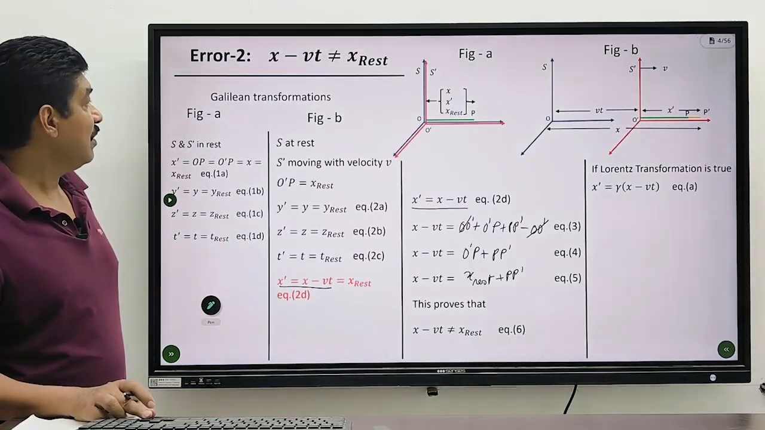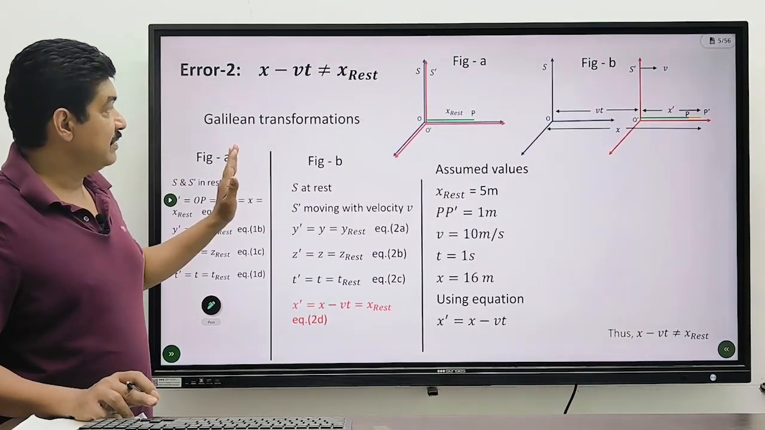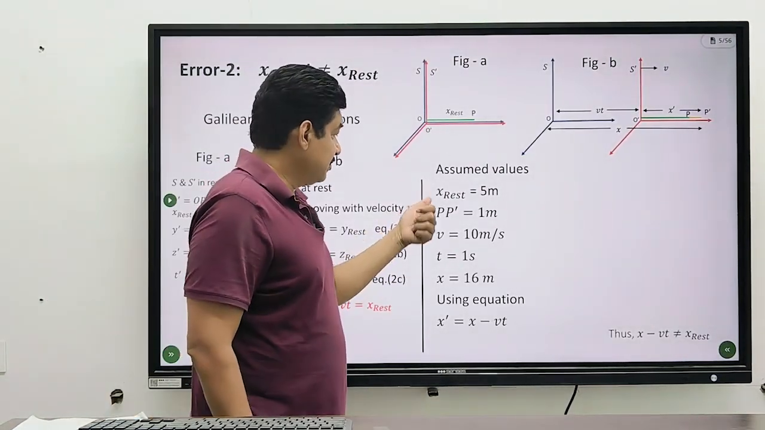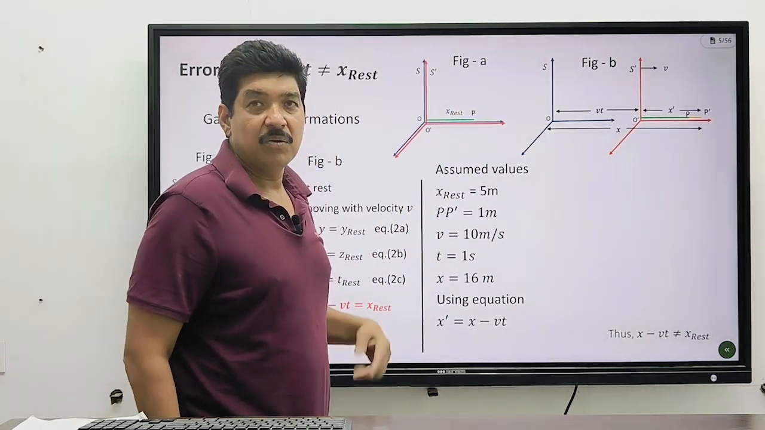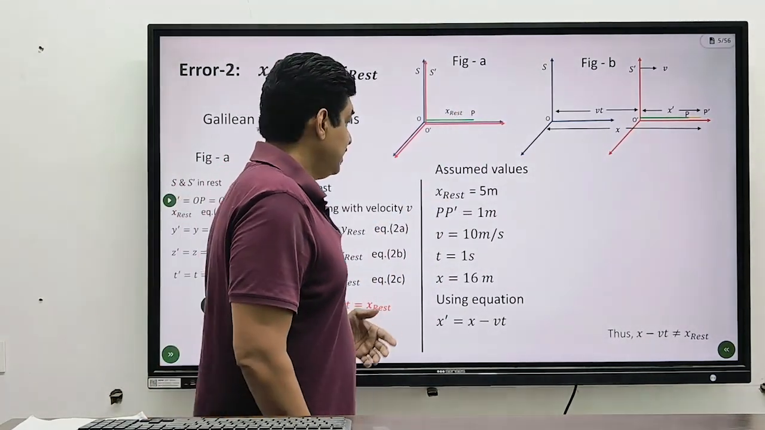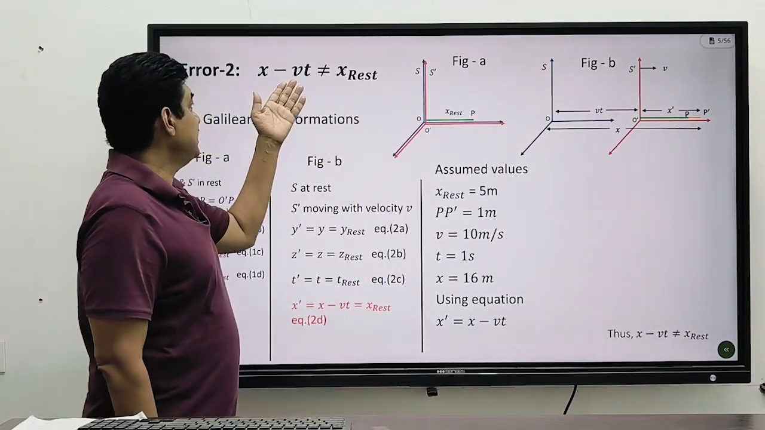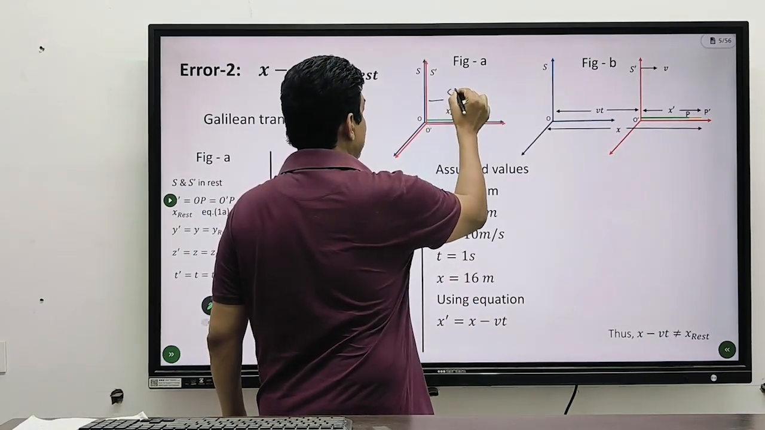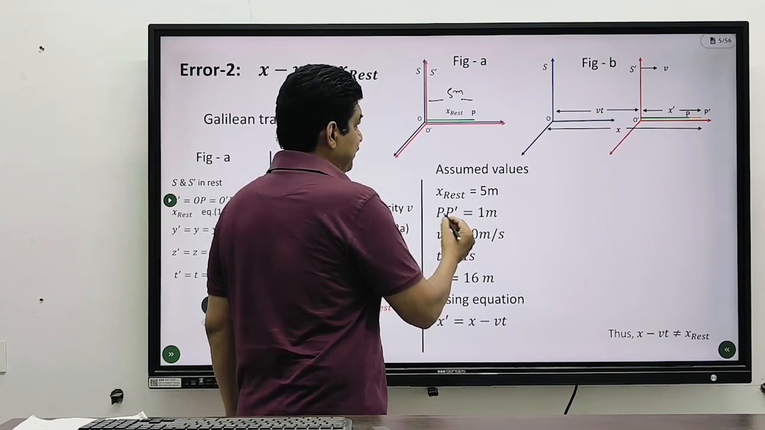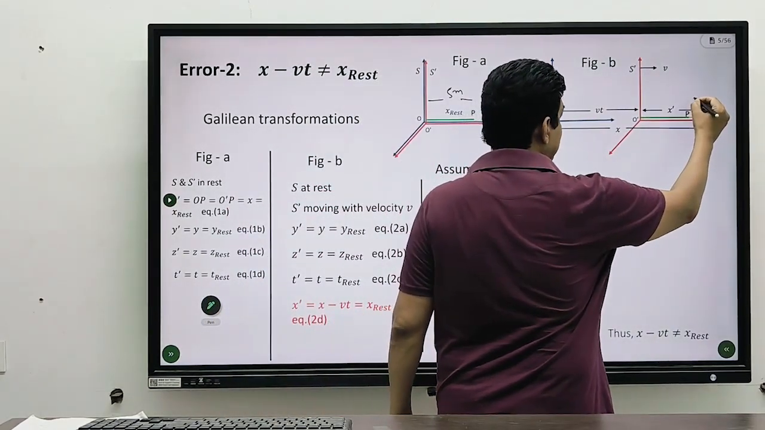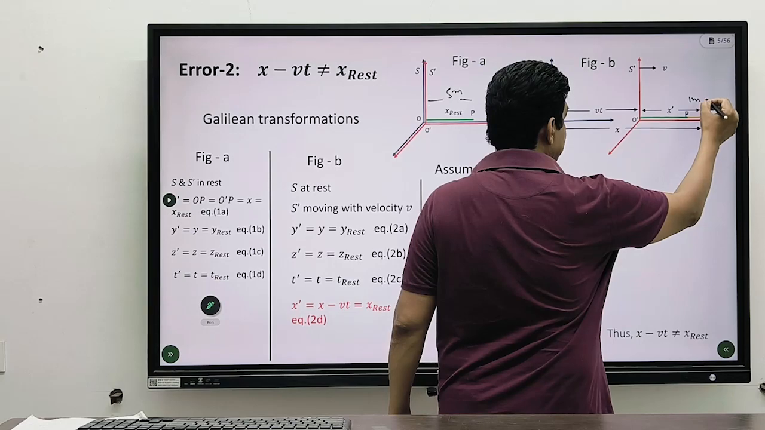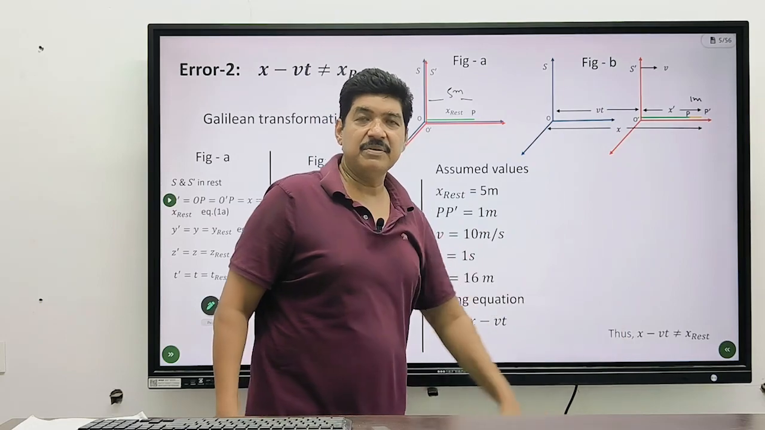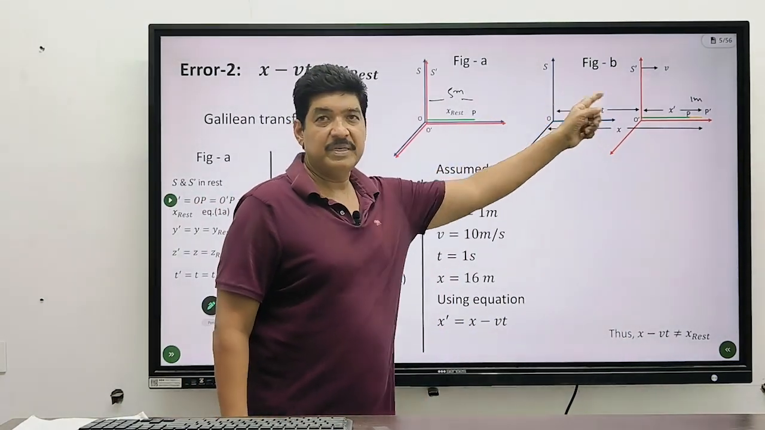Next, now you see practically how, when you put numbers into the values, the transformation takes place and how we can prove this x minus vt is not equal to x rest. So there is x rest. This is 5 meter. Right, P prime 1 meter. There is a transformation of 1 meter, P prime. So 1 meter. Time we take as 1 second. After 1 second we calculate that from the clock from here.